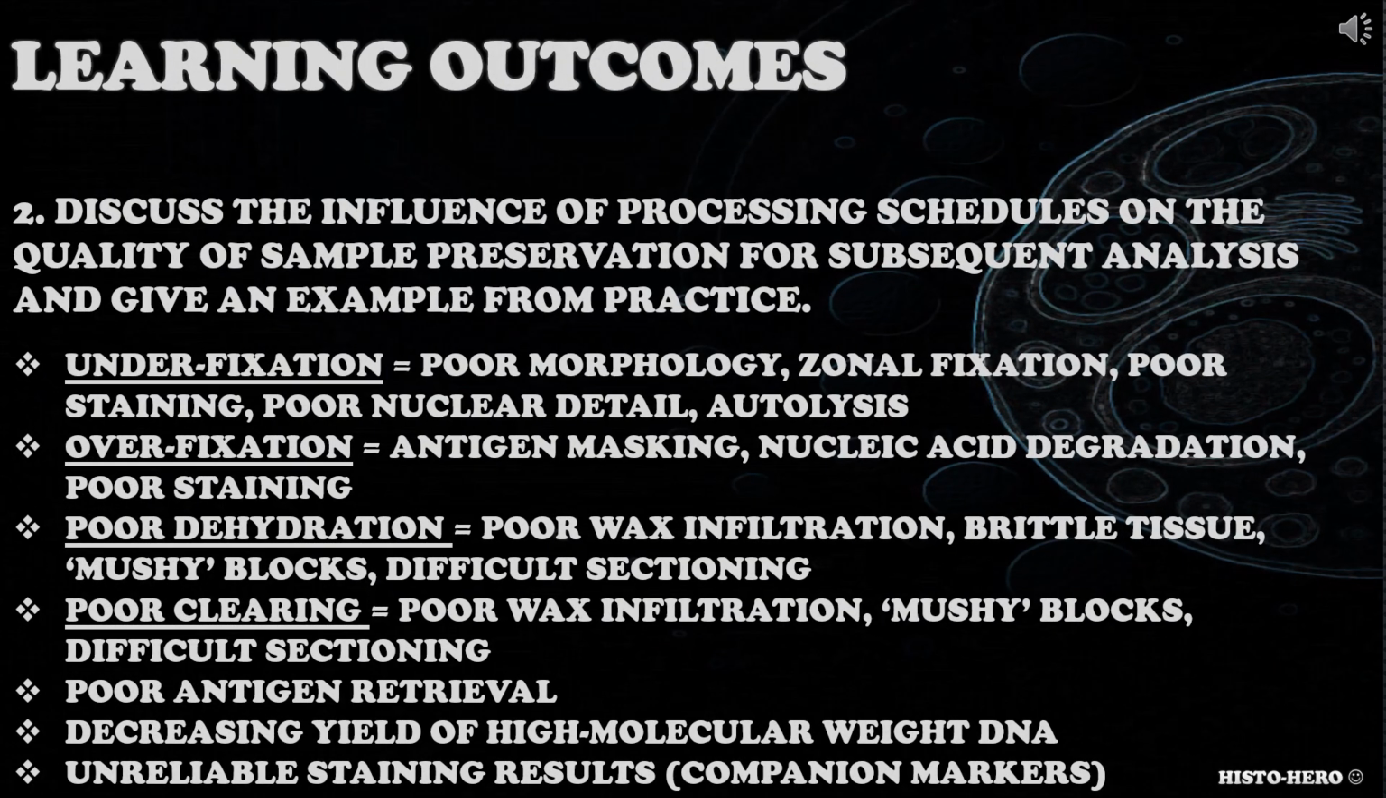The second learning outcome is for the candidate to discuss the influence of processing schedules on the quality of sample preservation for subsequent analysis and give an example from practice. How can processing influence subsequent tissue analysis? Is every tissue sample processed the same way, or are there different processing schedules? What would happen if wrong tissue schedule was selected during tissue processing? Consider types of processing schedules, the importance of selecting the correct processing schedule, reasons why there are different processing runs, tissue size and density, effects of incorrectly processed tissue on subsequent analysis like IHC, molecular testing, routine staining.